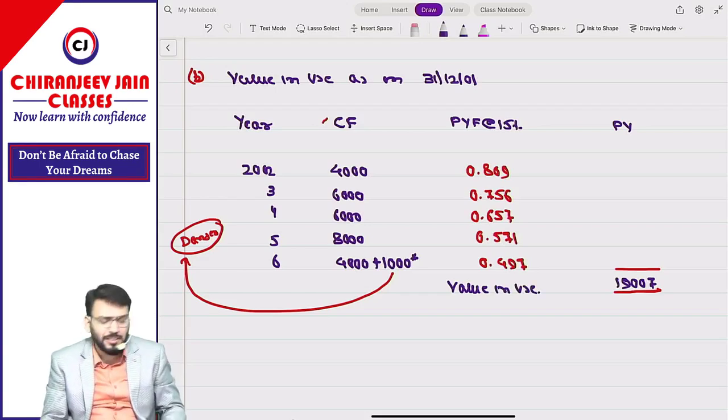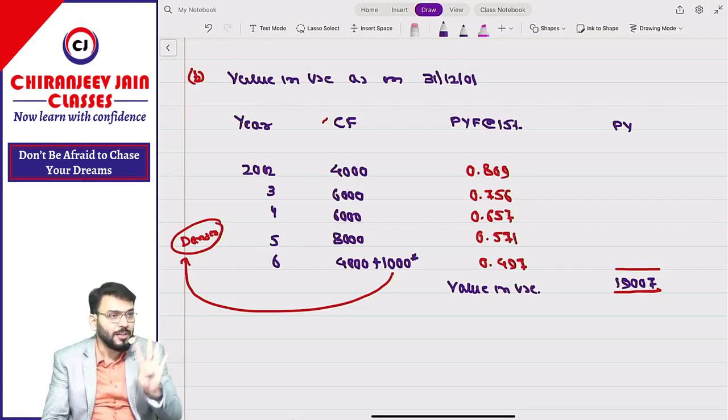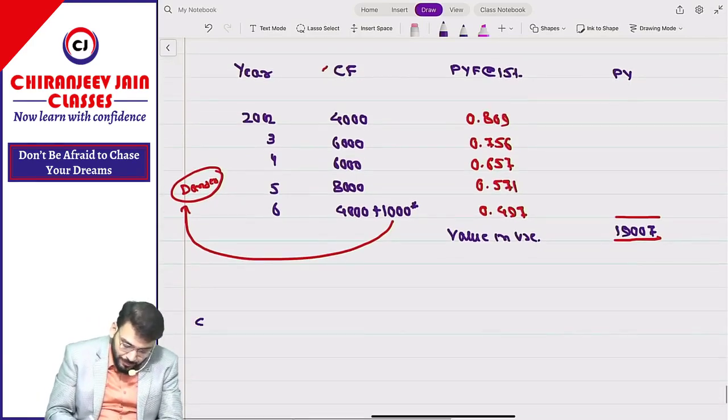Okay, approximately this amount is coming, and this is also correct. It means they have taken some other decimals. Okay, this is understood. So this becomes value in use, and you get another 2 marks, 4 marks. Then point number C.